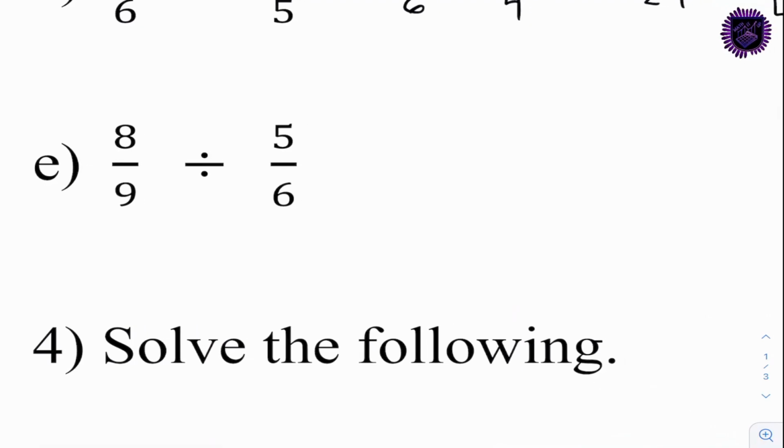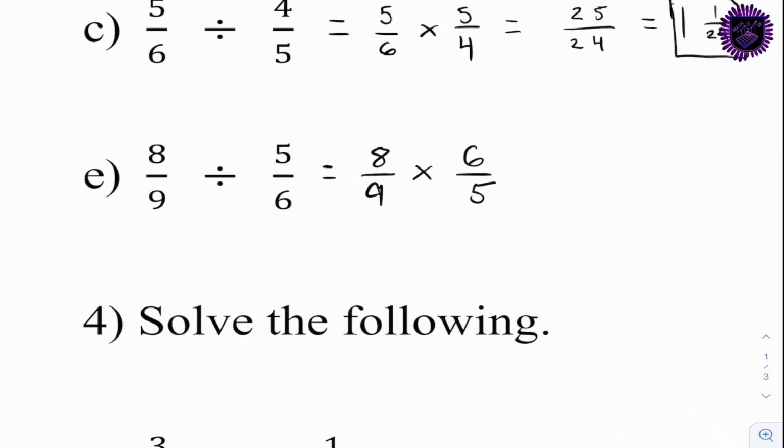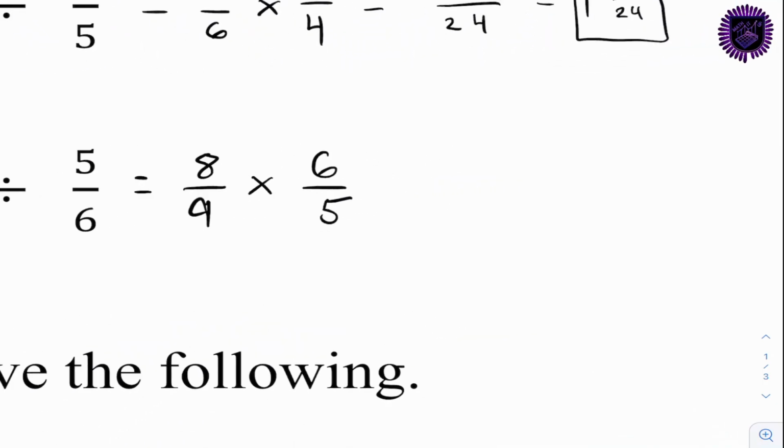3e. This will be equal to 8 over 9 multiplied by 6 over 5. Can we simplify? Now we can. We can divide by 3 and by 3, which equals 2 and equals 3.